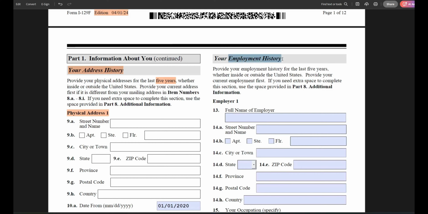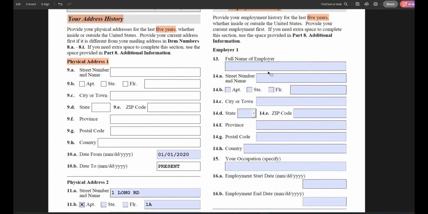Moving on to employment history for the last 5 years. So first, you need to provide your current employment. If you are employed, you will write your employer information here. But if you are unemployed or a student or retired, you will write something like this and dates of that unemployment, for example. But let's provide our employer information here.